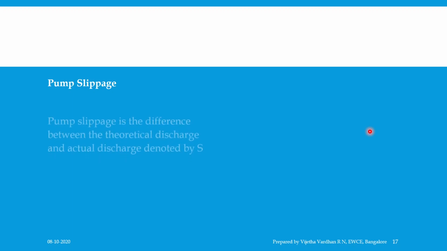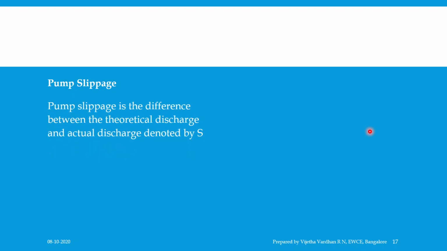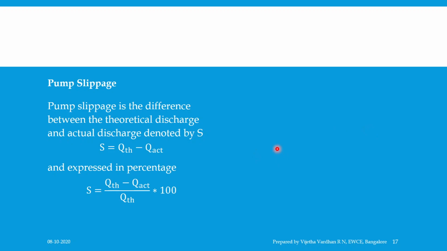Then we have to concentrate on one more topic, that is called pump slippage. What is called pump slippage? Pump slippage is the difference between the theoretical discharge and the actual discharge, which is denoted by S, and is expressed as QTH minus Q actual. When it is expressed in percentage, it is QTH minus Q actual by QTH into 100.